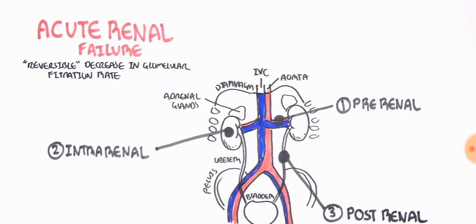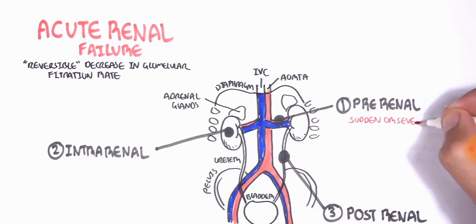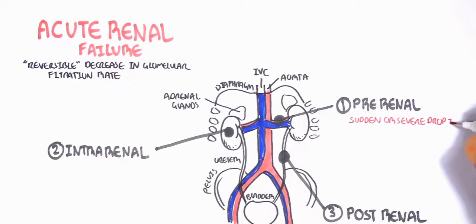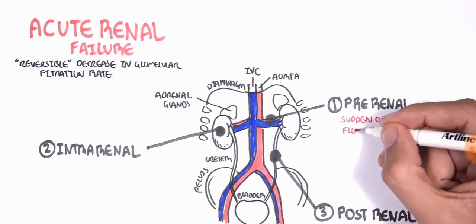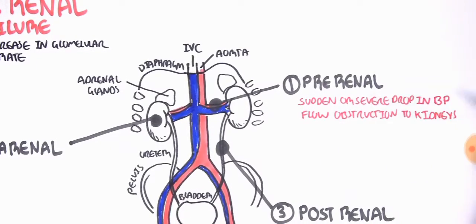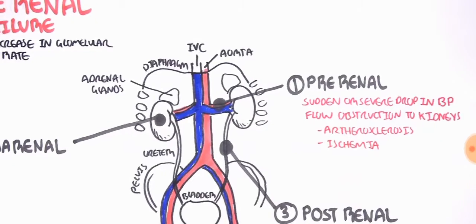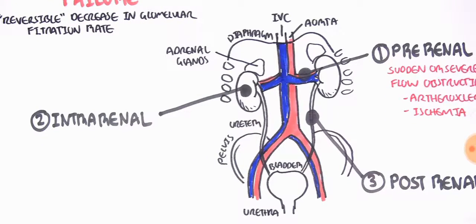So a pre-renal cause of acute renal failure can be due to a sudden or severe decrease in blood pressure, or it can be due to a flow obstruction to the kidneys, and this can be due to atherosclerosis or some form of ischemia, so stenosis.